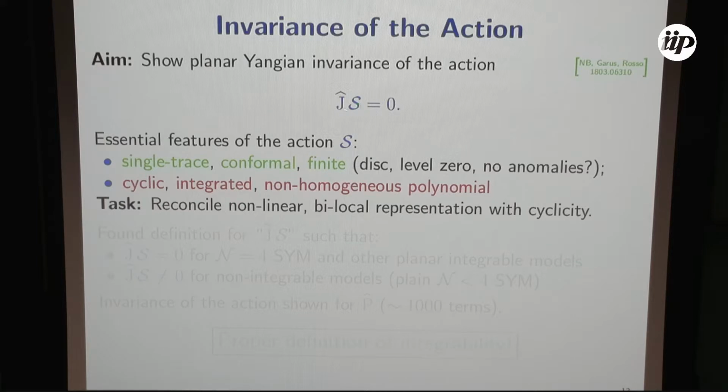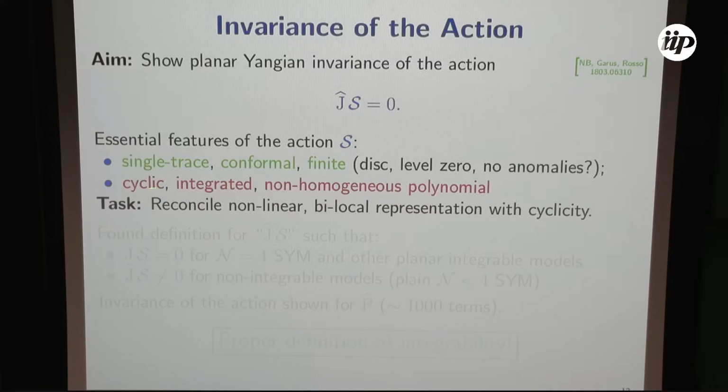So j hat on S, which is the action, hopefully is also 0. And there are some essential features of the action that you need for this to be possibly true. First of all, it has the right kind of topology. It's a single trace operator. The action itself is conformal. The action itself is finite, which means that you have the right large N topology. The level 0 generators already annihilate it, and if it's finite, maybe then there will be no anomalies.